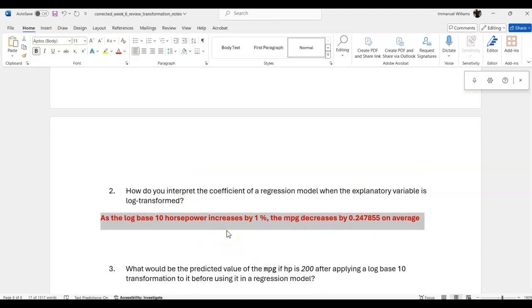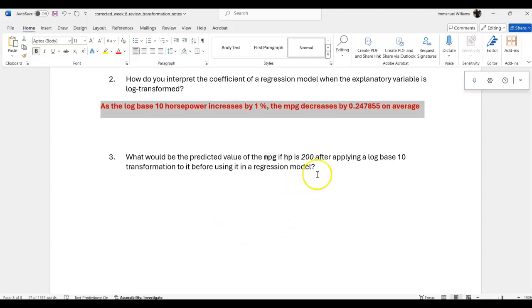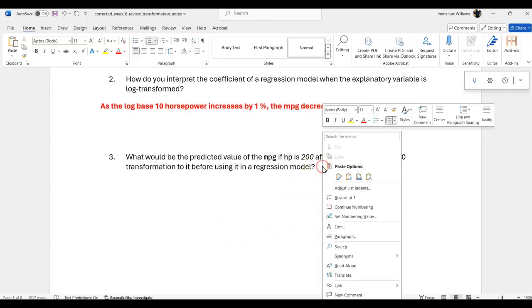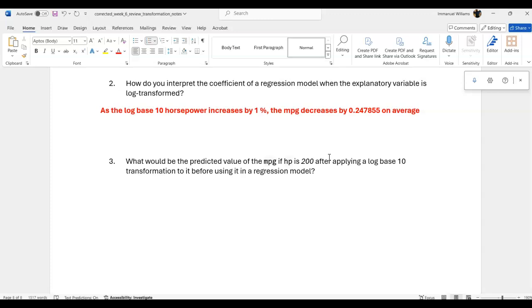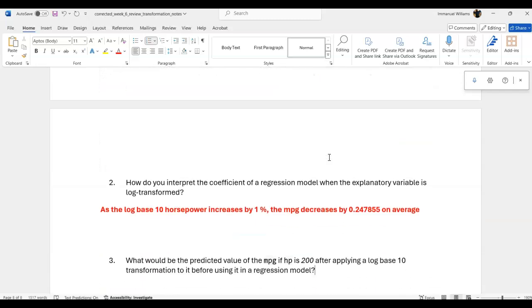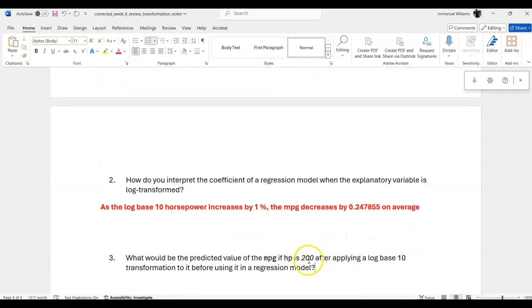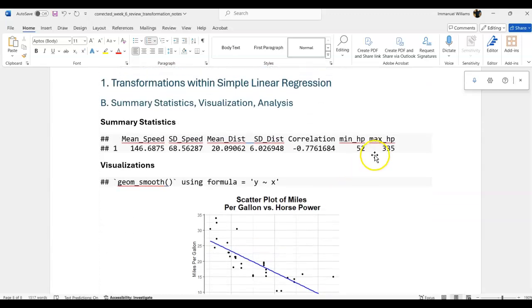All right, that's good. The next big thing to note, last question of the day: what would be the miles per gallon if horsepower was 200? Use log base 10 transformation to it before you apply it to the regression model. What I mean by that, you'll see. But before we actually do this, we have to check if 200 is in between the min and the max of horsepower, and 200 is between the min and max of horsepower. I'm checking this one first, okay?